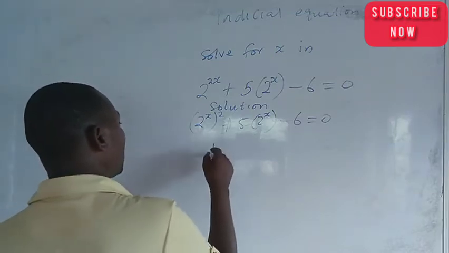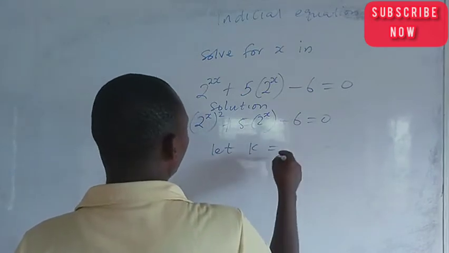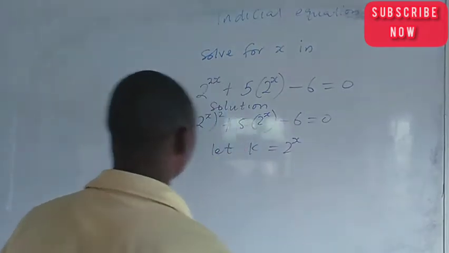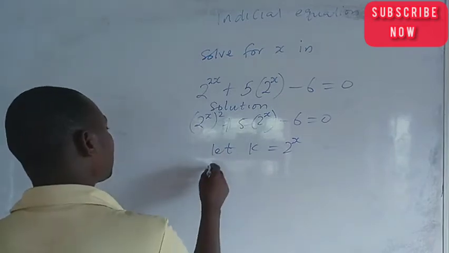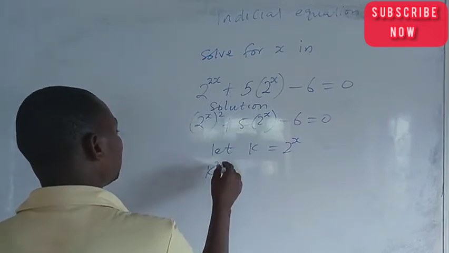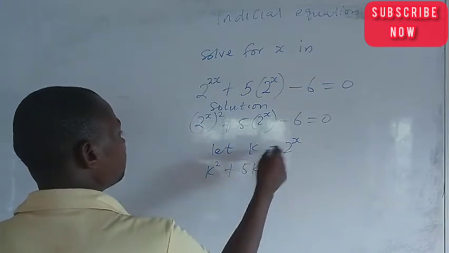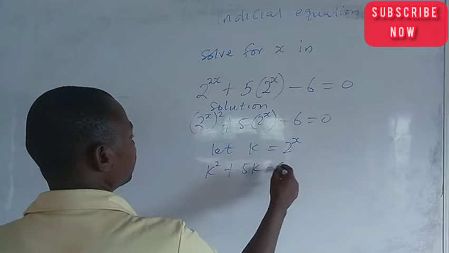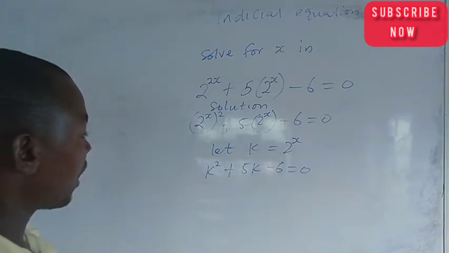So let's just say let k equal 2 raised to x. I will now use k to replace all the 2 raised to x here. So I have k, and don't forget that there's a power here, so we're going to square it. Then plus 5k, because this one is k, minus 6 equals 0. So we can use different methods to handle this question.